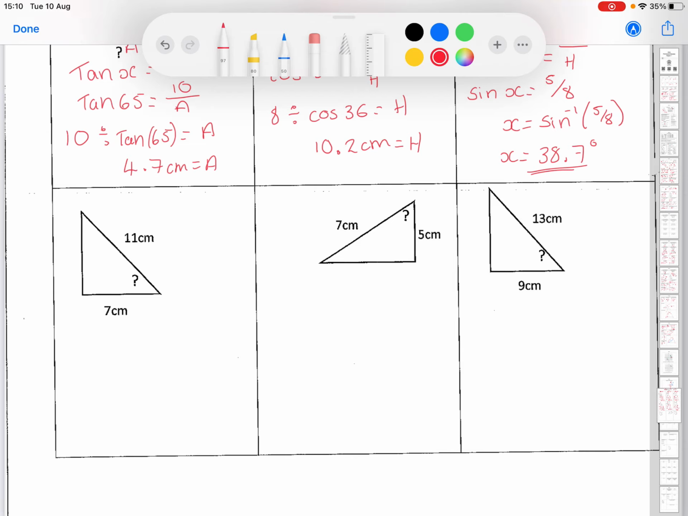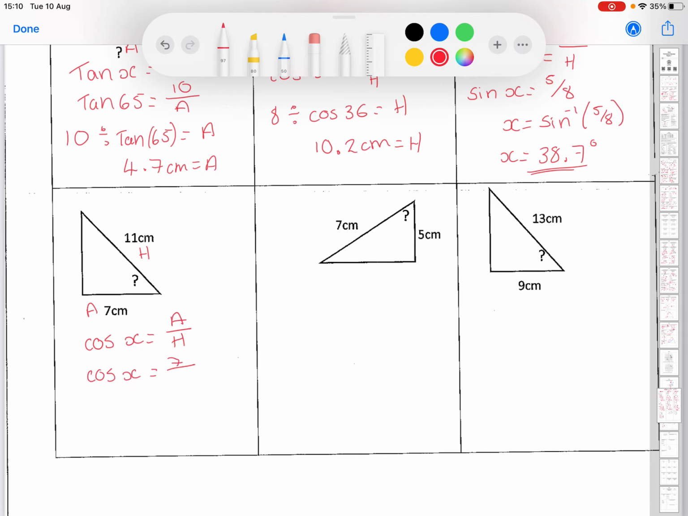Right, let's have a look. Our next one, hopefully it's getting repetitive now, so you hopefully are flying through these. So we need an angle again. Our 11 is our hypotenuse because it's our longest side. The 7 is next to it, so that is our adjacent. So we've got A and H. So that is CAH. So we've got cos of the angle x is A over H. So SOHCAHTOA is A over H.